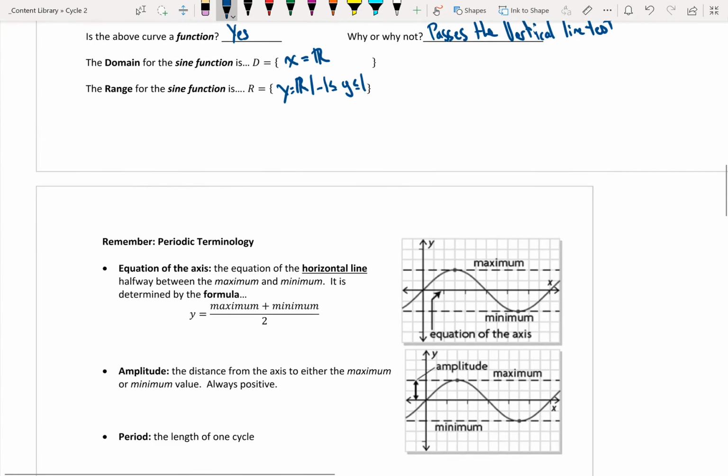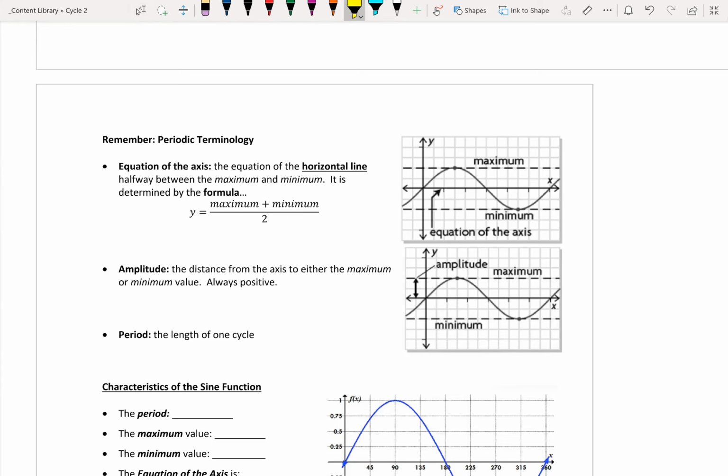Some key terminology that we've used with periodic functions before that we're going to continue. One is the equation of the axis, and this is the equation of the horizontal line that is halfway between the maximum and the minimum. It's the line that cuts our periodic function in half. If we can't visually see it, or we're having trouble determining it, we can use the formula y equals the max plus the min divided by 2.